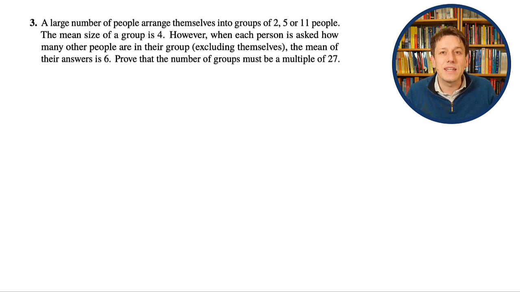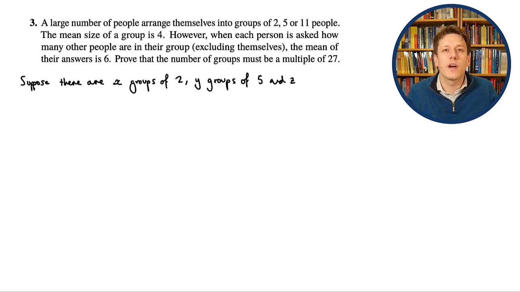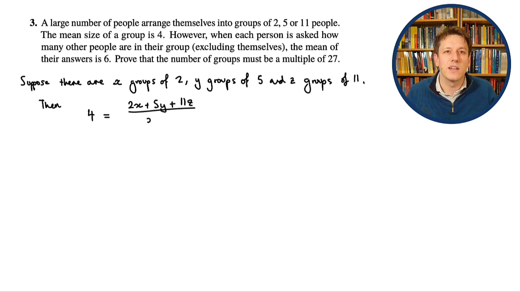Clearly we need to introduce some algebra for this question, and so let's start by supposing that there are x groups of 2, y groups of 5, and then z groups of 11. Then we would have from the average condition that the mean size of a group is 4, that 4 would be the total number of people in the groups, 2x plus 5y plus 11z, because there would be x groups of 2, so that's 2 times x people, y groups of 5, that's 5 times y people, and z groups of 11, so that's 11 times z people.